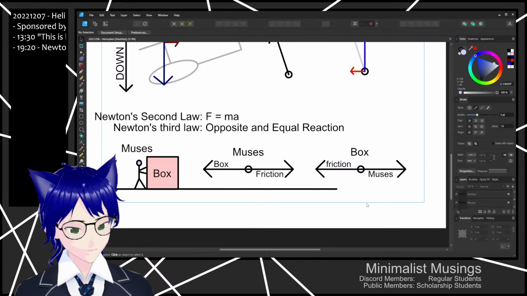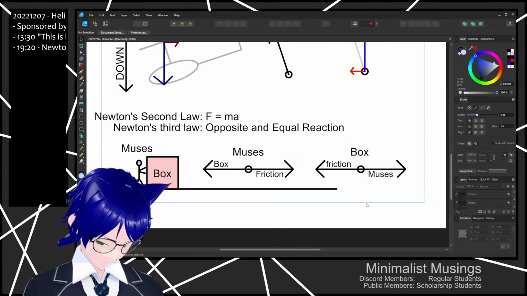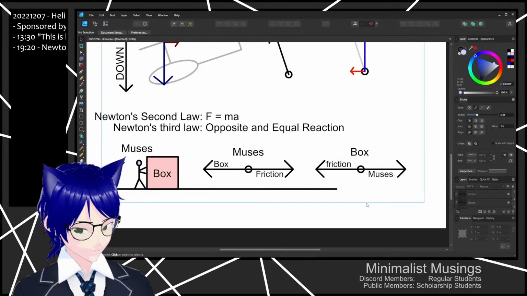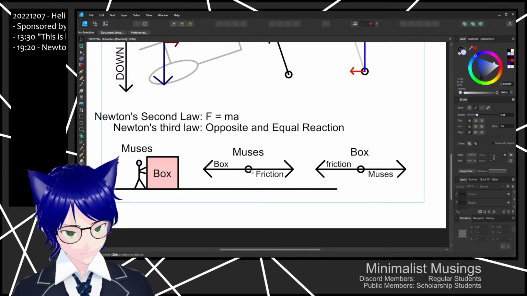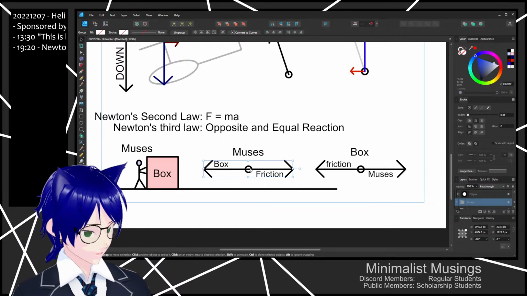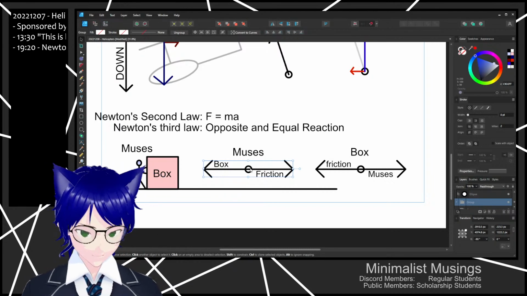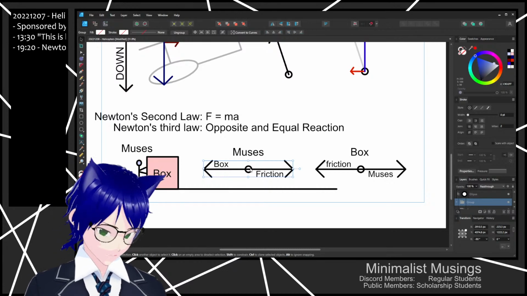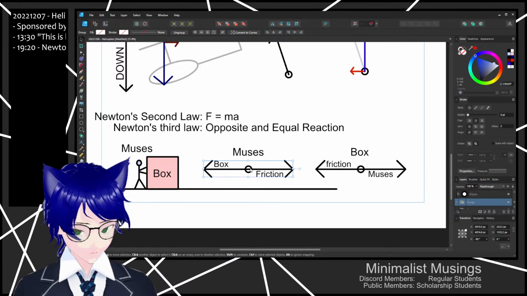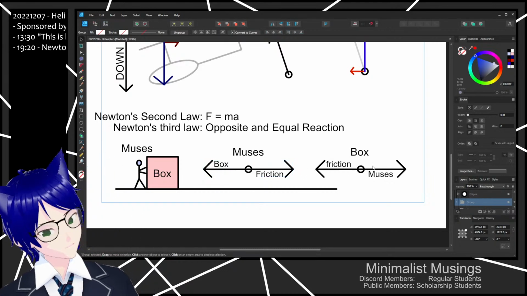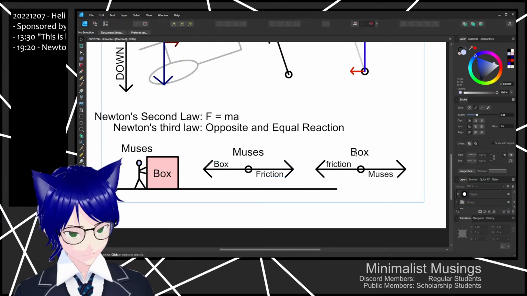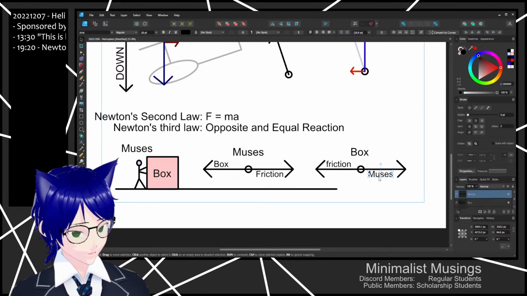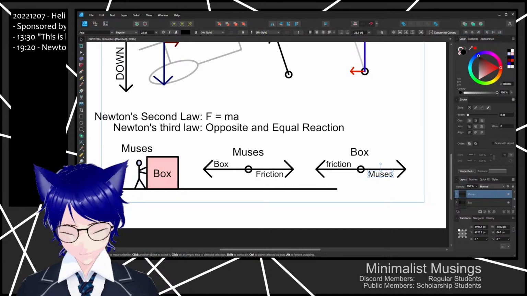Right. Okay. So how do I explain this? If I'm pushing against the box and I'm not moving, then this is what Muses looks like, right? Like Muses is standing in the middle. The box is pushing against me, and friction is keeping it from moving. And my arms are pushing me in the direction of the box. From the perspective of the box, friction is trying to stop the box from moving, and Muses is trying to get the box to move towards the right. Does that kind of make sense?